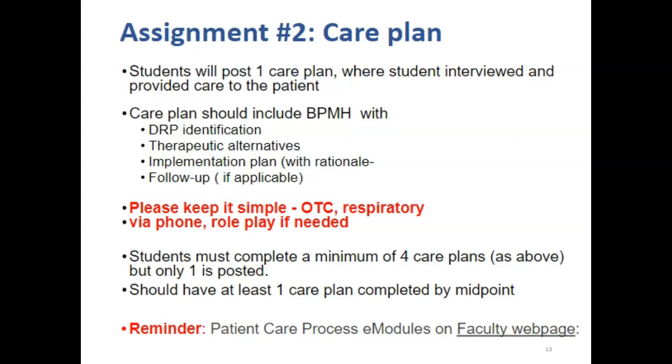Students must complete a minimum of 4 care plans as above, but they only need to post one. And again, you should be reviewing all of their care plans and providing the students with feedback. And as a touch point, students should have done at least one care plan by the midpoint so that they are on track with the course.